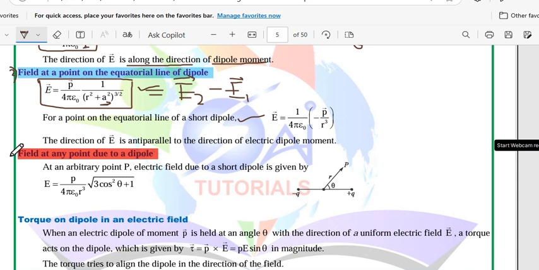So the next, third application related to the electric dipole, that is, the field at any point due to a dipole. Suppose these are the two charges, minus q and plus q, separated by a distance 2a.